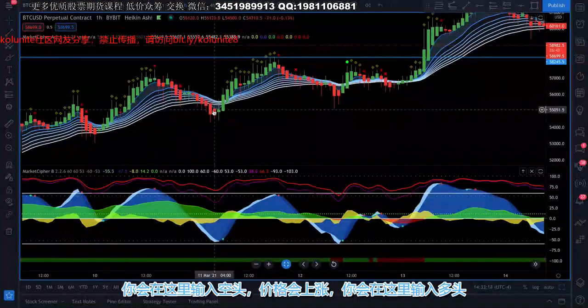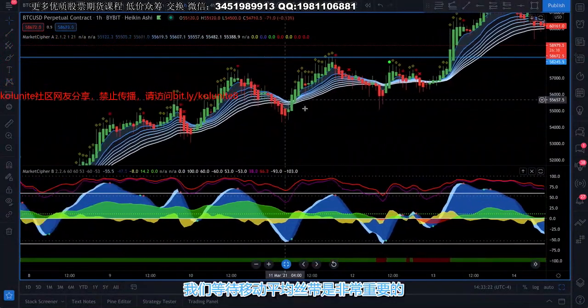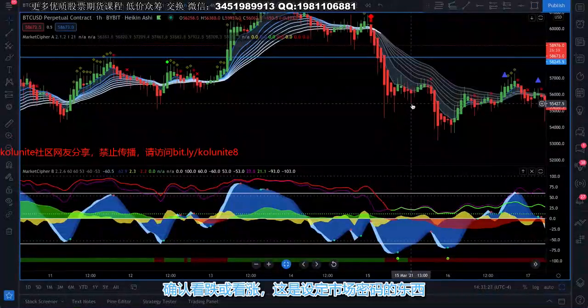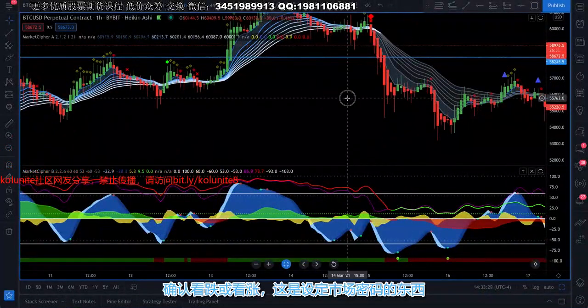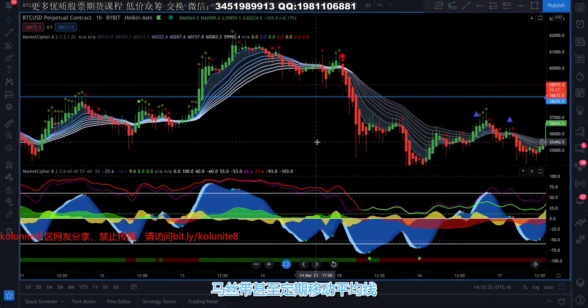You would enter short here, price would come up. You would enter long here, price would come down. It's very important that we wait for the moving average ribbon to confirm either bearish or bullish. And this is something that sets Market Cipher apart from a regular EMA ribbon or even regular moving averages.